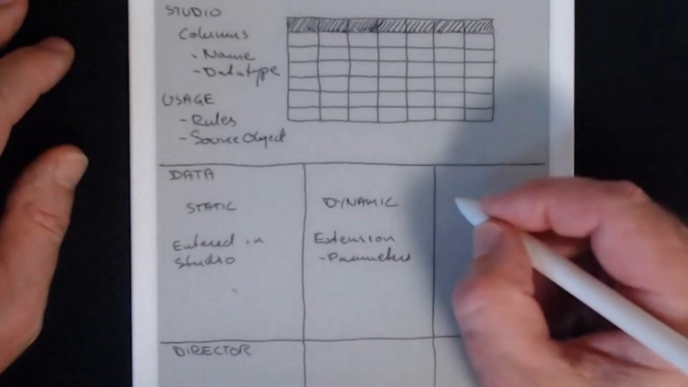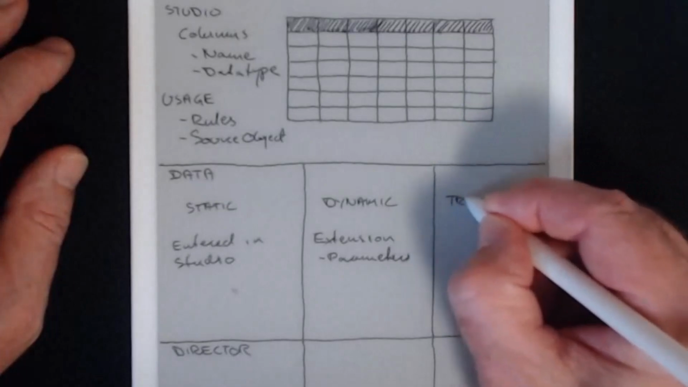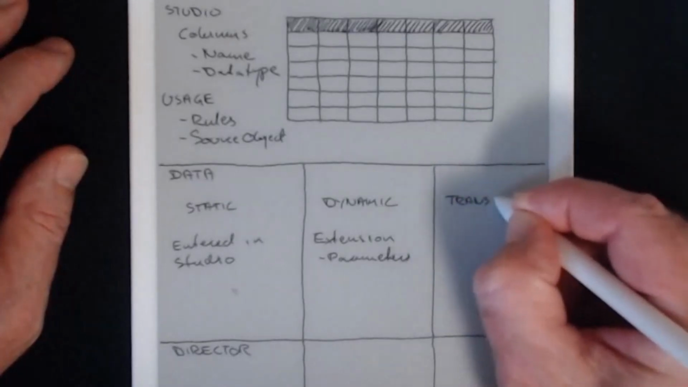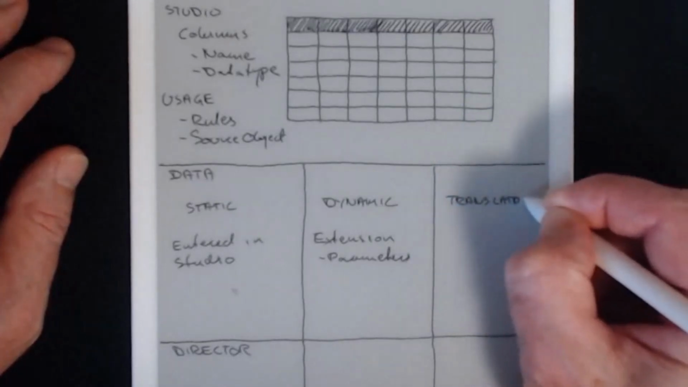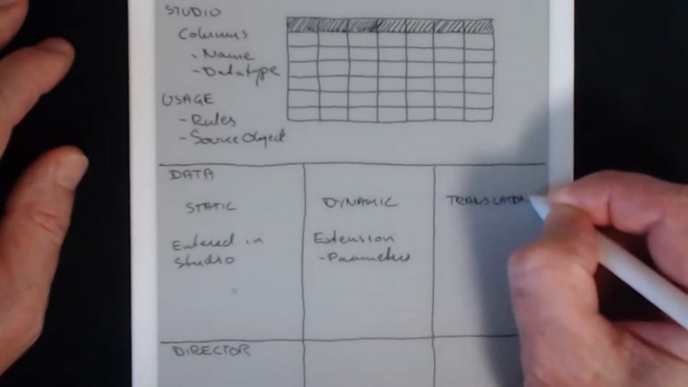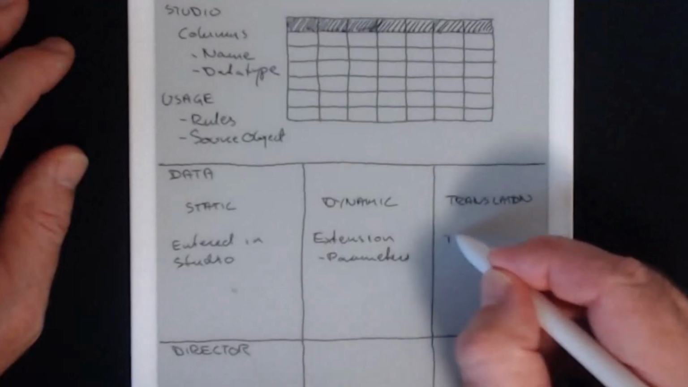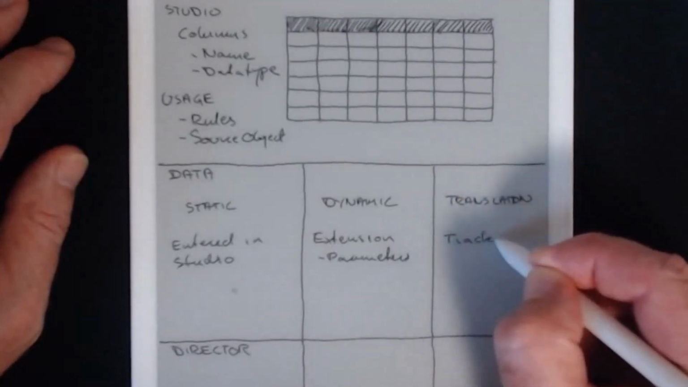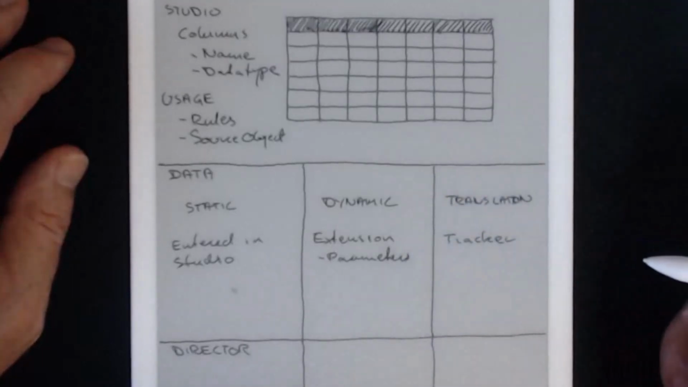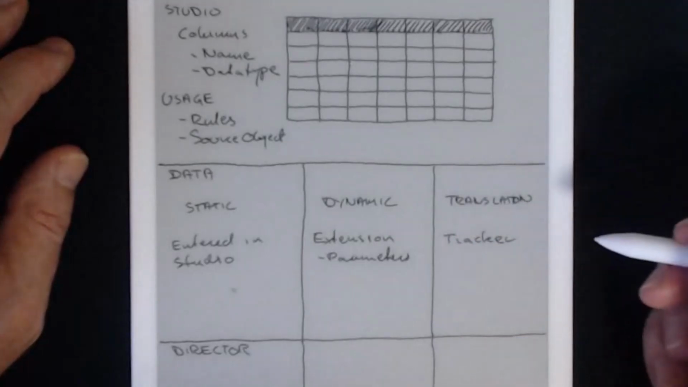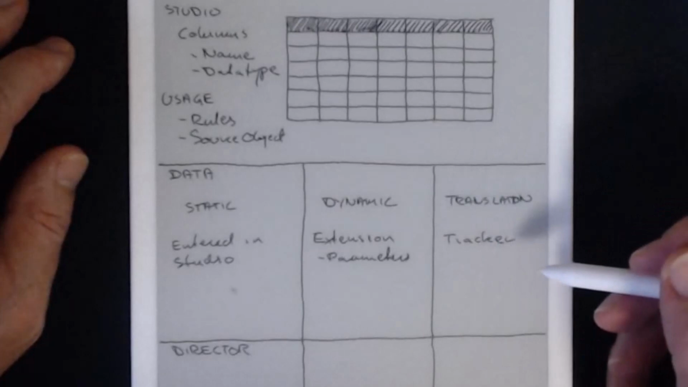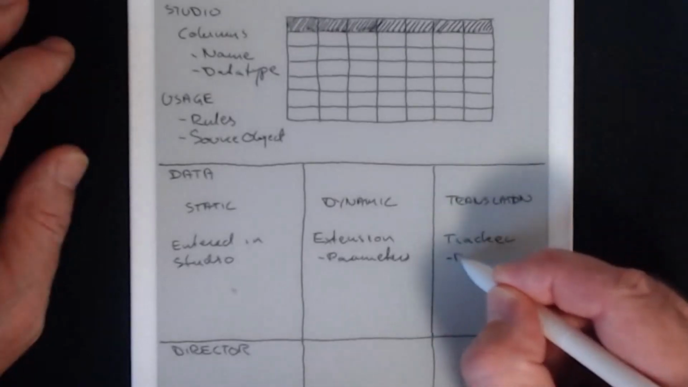The third flavor is a translation value set. And this means that the value set is published in the Tracker web application. So now the users in the businesses being migrated can enter the data into the value set.